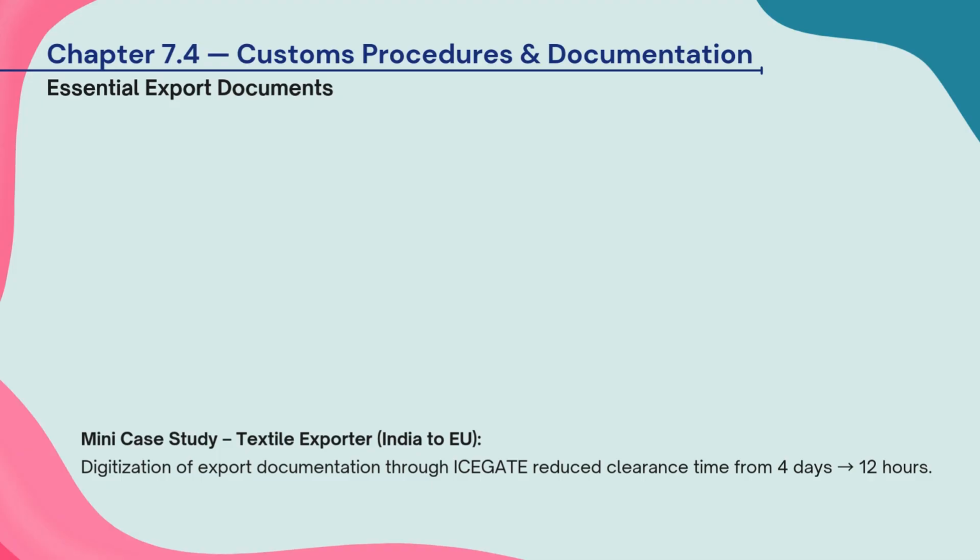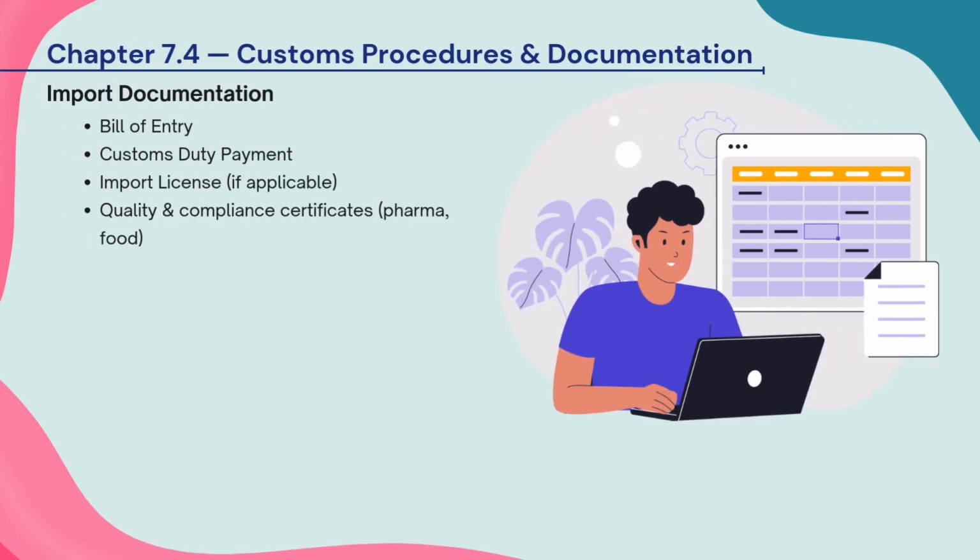The case study highlights how digitization via IceGate helped a textile exporter cut clearance time dramatically from 4 days to just 12 hours. This slide covers the key documents required during imports. Importers must file a bill of entry, pay the necessary customs duties, and obtain an import license if the product category requires it. Items like pharmaceuticals and food also need quality and compliance certificates to meet safety standards. These documents ensure smooth customs clearance and legal compliance.